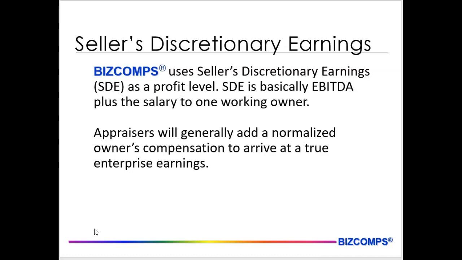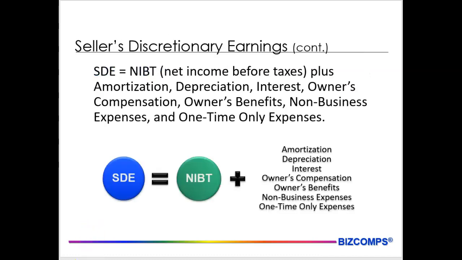So revenue is one multiple. The other multiple is derived by SDE. Appraisers will generally add a normalized owner's compensation to arrive at true enterprise earnings. So one more time, seller's discretionary earnings is equal to net income before tax, or NIBT, plus amortization, plus depreciation, plus interest, plus the owner's compensation, owner's benefits, non-business expenses, and one-time expenses.